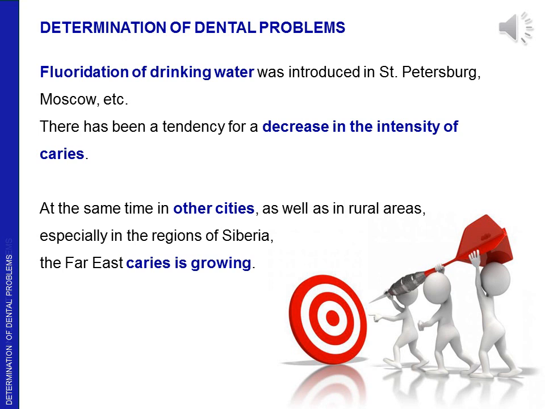In a number of cities, the fluoridation of drinking water was introduced, for example, St. Petersburg, Moscow, etc. There has been a tendency of a decrease in the intensity of caries. At the same time, in other cities, as well as in rural areas, especially in the regions of Siberia and the Far East, caries is growing.